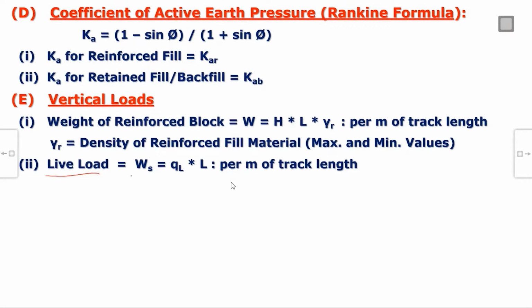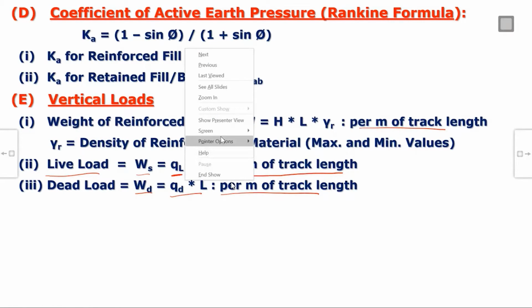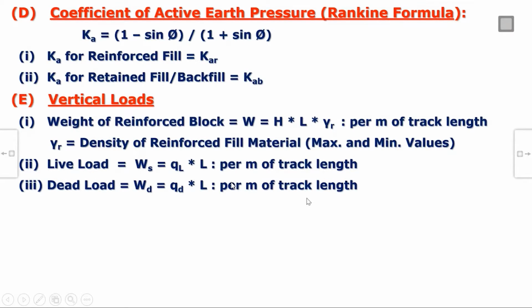Now the live load WS will be QL. QL was per square meter, so multiplied by L, the total live load per meter length of track will be QL into L. Similarly, the dead load will be QD into L. QD was the dead load intensity per square meter, as we have calculated earlier. So live load and dead load both we can calculate. Then horizontal loads.